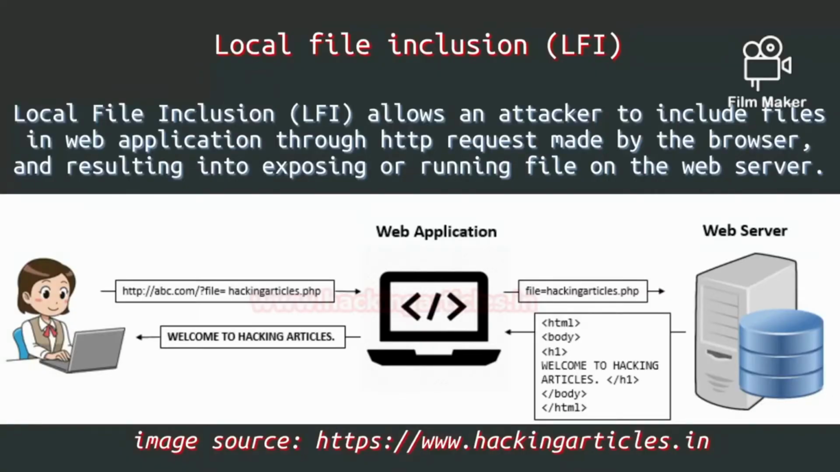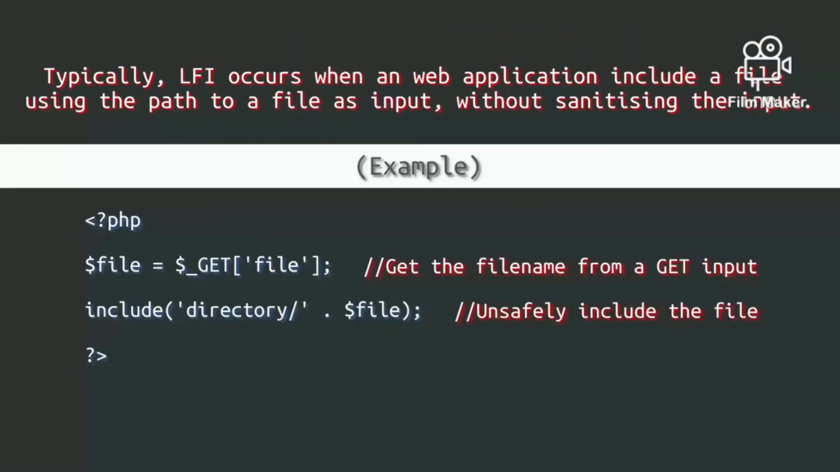Local file inclusion allows an attacker to include files in the web application through an HTTP request made by the browser, resulting in exposing or running a file on the web server. Typically, local file inclusion occurs when a web application includes a file, using the path to a file as an input, without completely sanitizing the input.